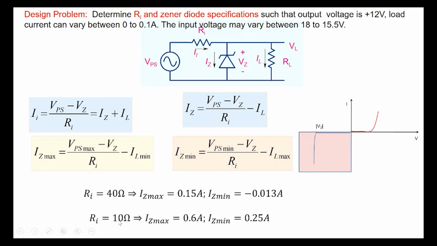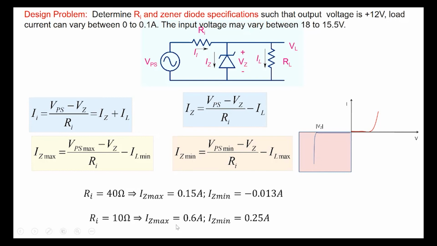Similarly, suppose I choose Ri equal to 10 ohms. Now if I choose Ri equal to 10 ohms, then Iz max is 0.6 amperes. We can calculate from this equation. Iz min is 0.25 amperes. So it looks like okay, except that note that this is also a bad design. 0.6 amperes would be somewhere here, 0.25 would be somewhere here. So we are okay, we are in the steep region here.